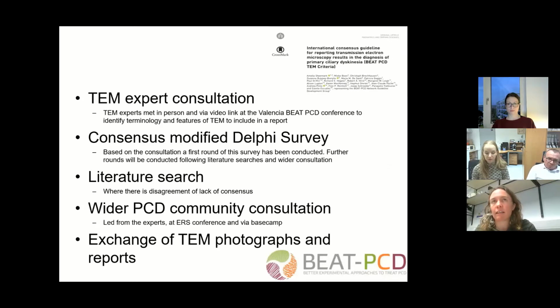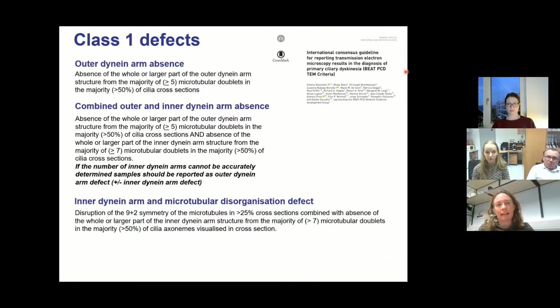And I don't think it's necessary to read this, but essentially these three defects that I've talked about so far, the outer arm absence, the inner and outer arm absence, and the inner dynein arm and microtubular disorganization defects, we refer to as the class 1 defects. And essentially they need to be seen in the majority of cross sections on the majority of microtubular doublets in order to be called.